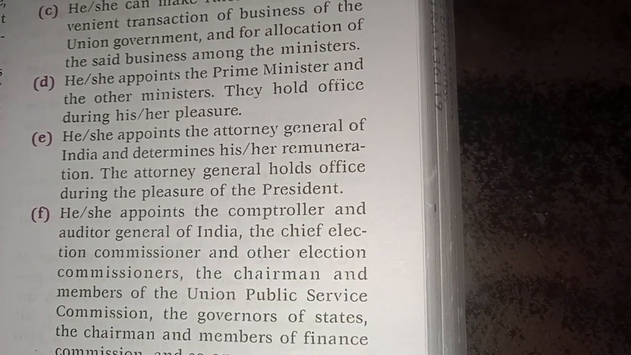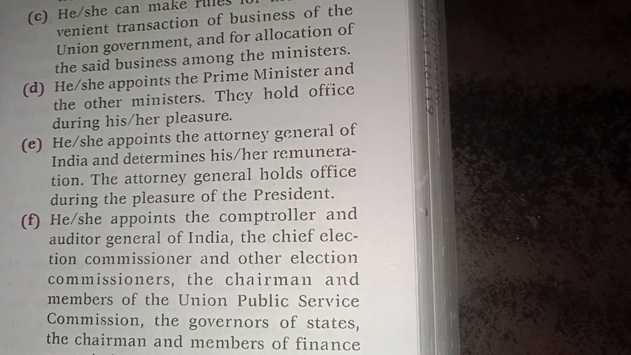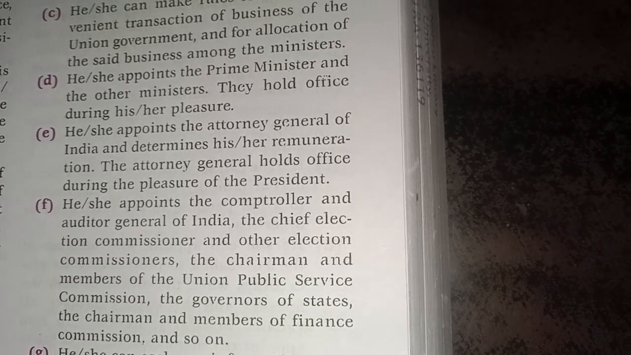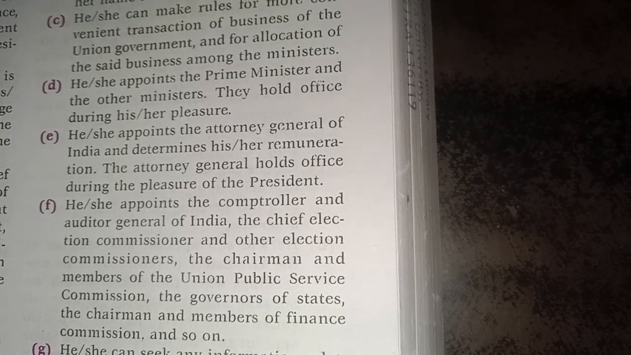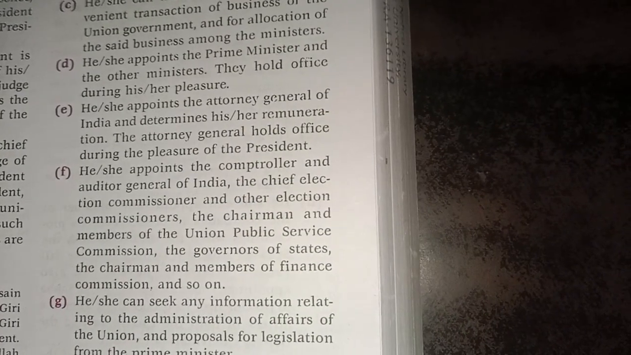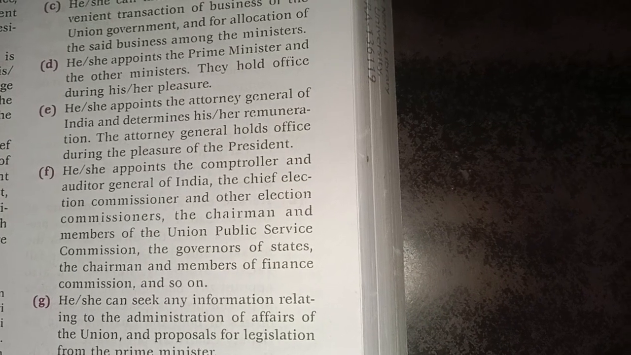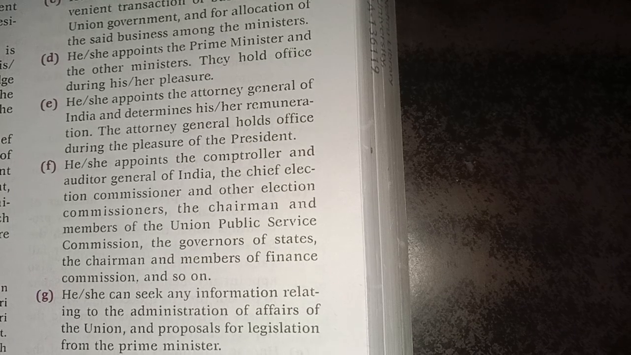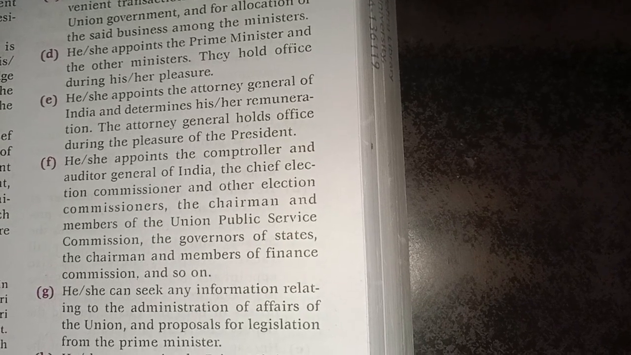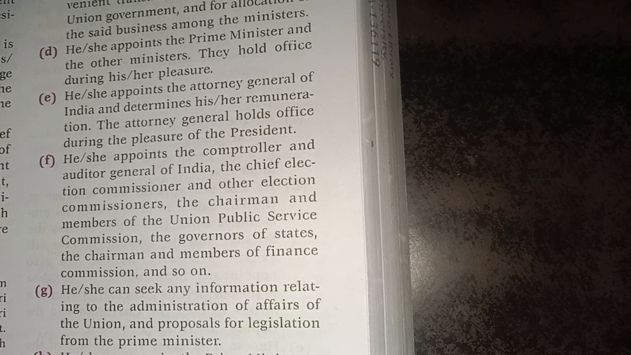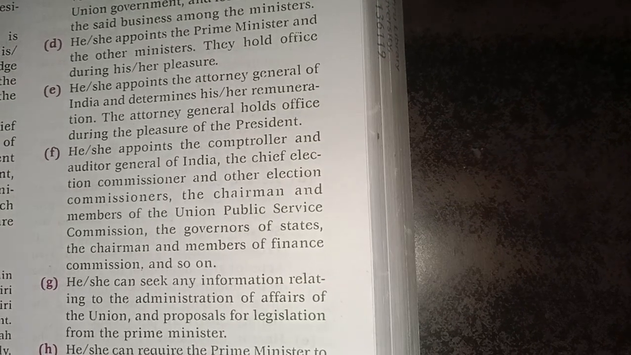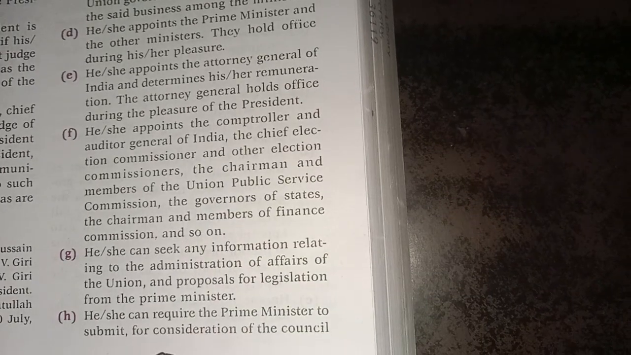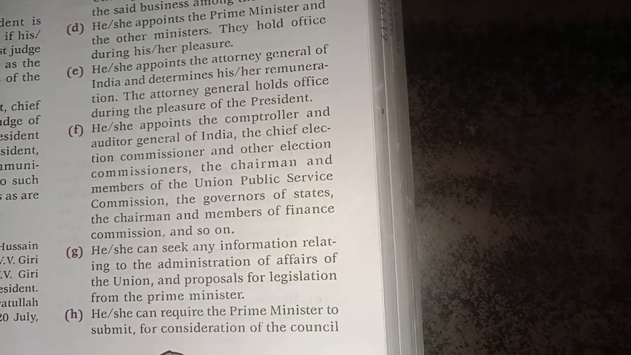E. He or she appoints the Attorney General of India and determines his or her remuneration. The Attorney General holds office during the pleasure of the president. F. He or she appoints the Comptroller and Auditor General of India, the Chief Election Commissioner and other election commissioners, the Chairman and members of the Union Public Service Commission, the Governor of the state, and the Chairman and members of the Finance Commission, and so on.